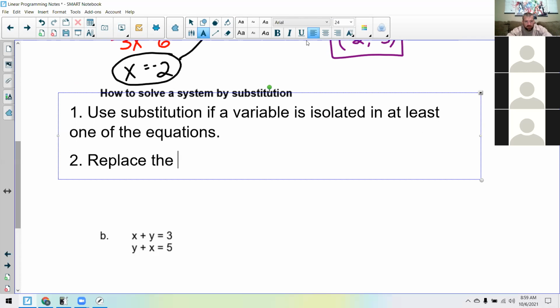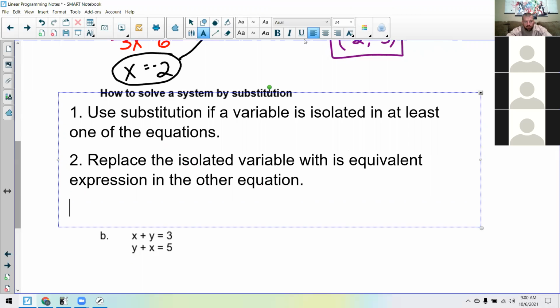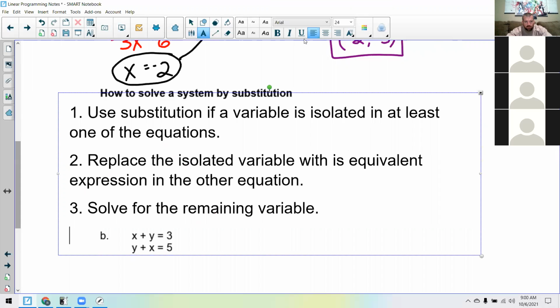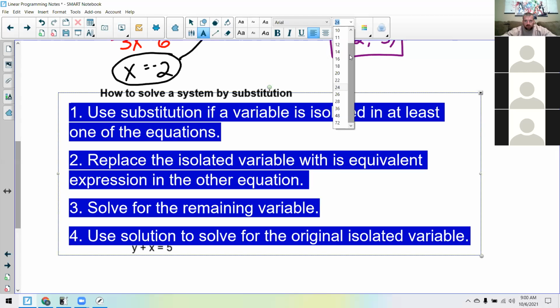Replace the isolated variable with its equivalent expression in the other equation. Solve for the remaining variable. And lastly, use the solution to solve for the original isolated variable. I know it's a lot, but write it down if you want to be able to reference it later.